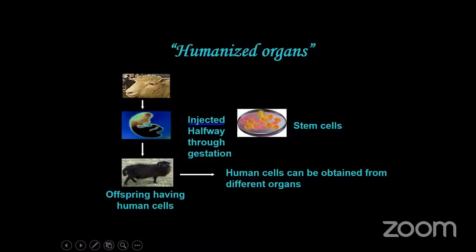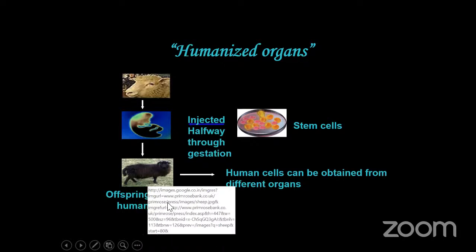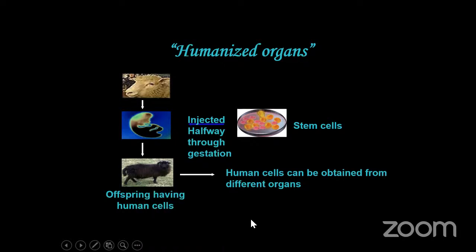And another ambitious proposition, as I was telling also about the pig heart transplantation they have done, is whether you can inject the stem cells in between, halfway through gestation, and when the pups are born, they will be chimeric. So they will have specific organs which will have some human cells. This is something very ambitious, and ethically people might not accept it, but technically it is possible.